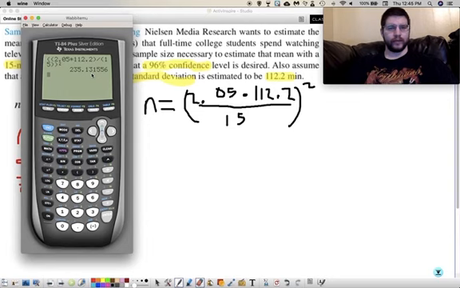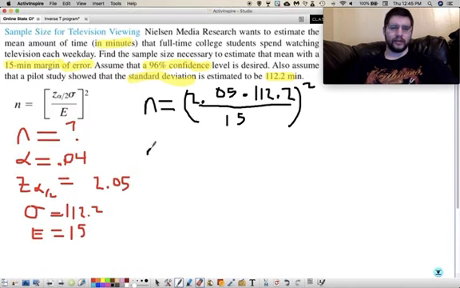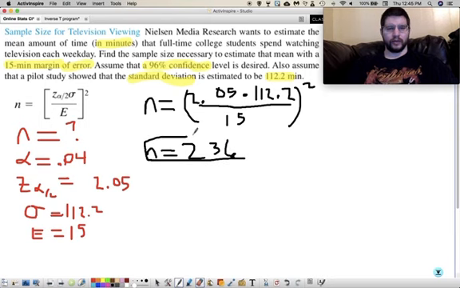235.1. So we need 235 people, right? Wrong. We need 236. Always need an overestimate for n. Always round up unless you get an integer, then you can actually use the integer. So go grab 236 full-time college students randomly, and then you'll have a good estimate of the average time they watch TV.